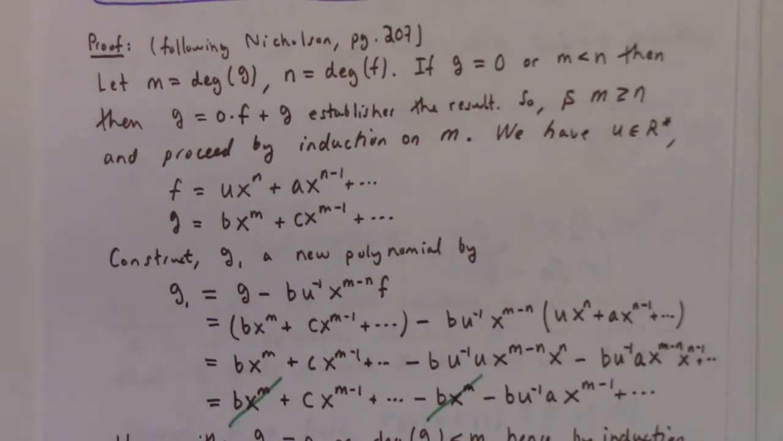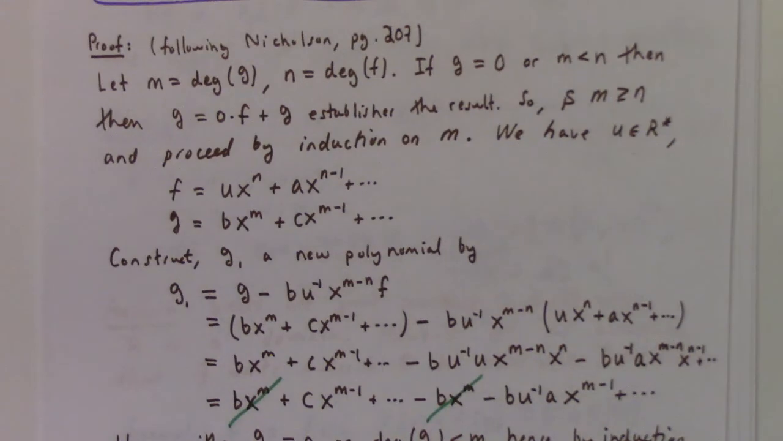So otherwise the degree of g is less than m at least. If it's non-zero, then we can use induction, because we're proceeding by induction on m, to find polynomials q1 and r such that g1 equals q1 f plus r, where again r is either 0 or the degree of r is less than the degree of f. But then if you just plug that back up into here, solve for g is equal to g1 plus this stuff.